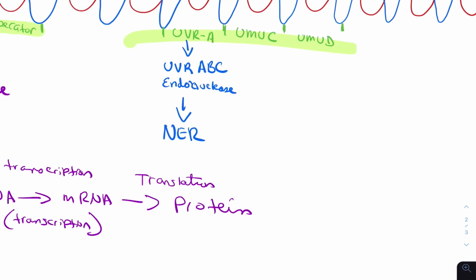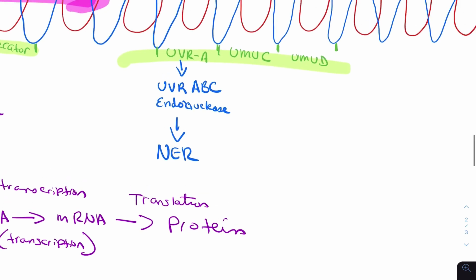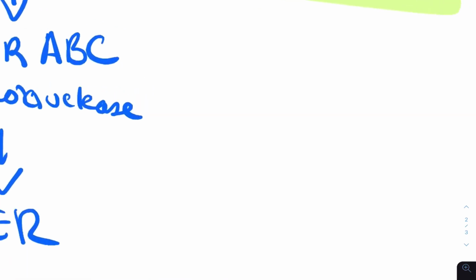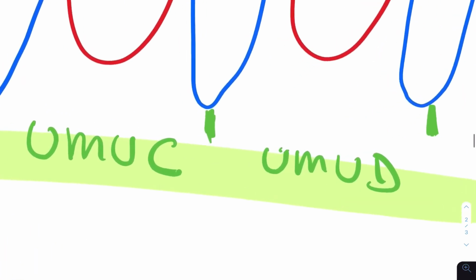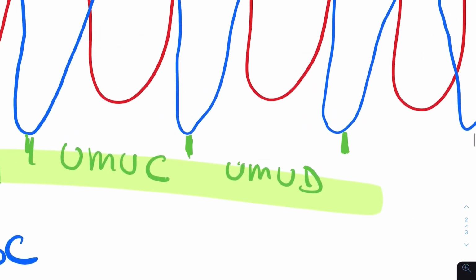All right, so hopefully this step is enough to fix the damage. However, if this pathway, in other words, going with the help of UVRABC endonuclease and doing the nucleotide excision repair, is not enough, then we need the UMUC and UMUD genes to be transcribed and then subsequently translated.